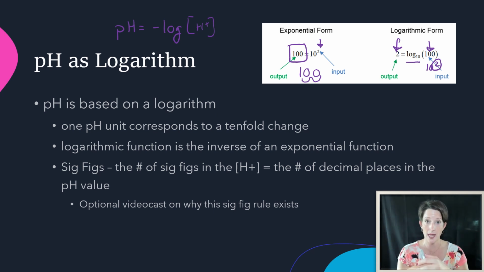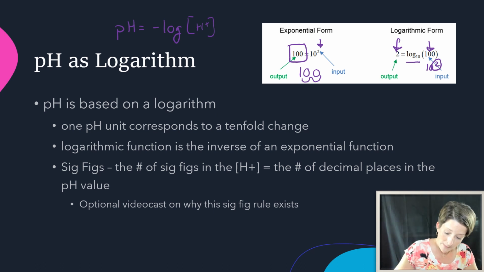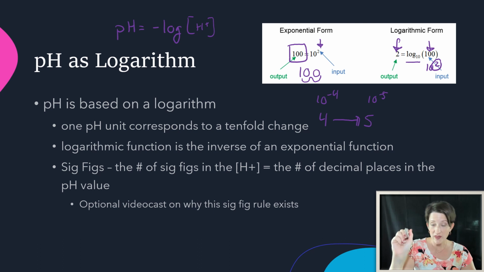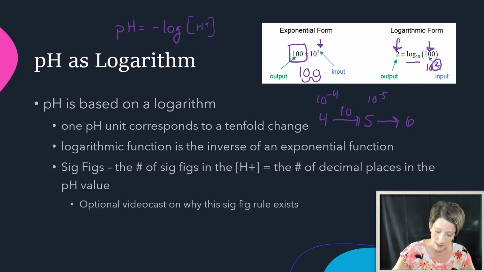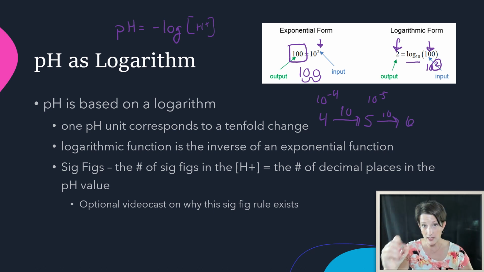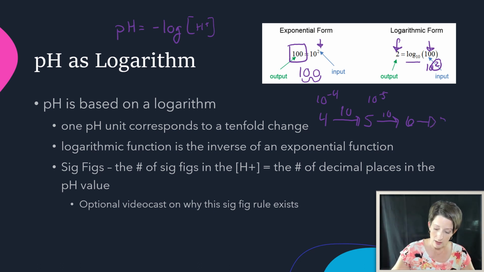Because it's a log base 10 or a power of 10, one pH unit change corresponds to a 10-fold change. That means if we have a pH of 4 and it changes to a pH of 5, what we are saying is this was 10 to the negative 4 to 10 to the negative 5. We have moved that decimal one time smaller. So we've moved it by a value of 10. And then if we go to 6, that's going to go to another value of 10. We're moving the decimal yet again to 7, so on and so forth.